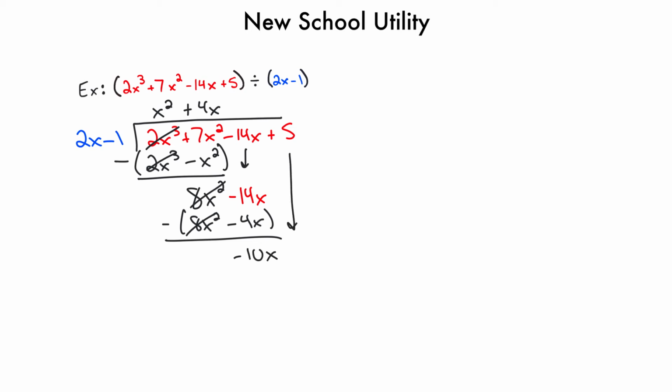And final steps, we got that plus 5 we carry down, and we repeat the process. What do I need to multiply 2x by in order to turn into a negative 10x? The answer is negative 5. Distribute that to both terms, you'll get a negative 10x plus 5. We subtract. Everything eliminates. There is no remainder, which means my answer is x squared plus 4x minus 5.